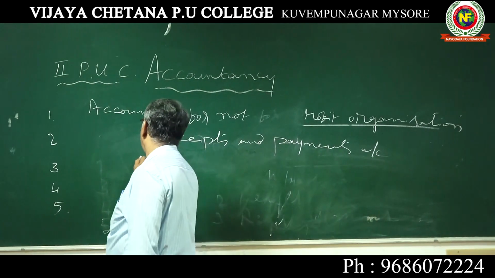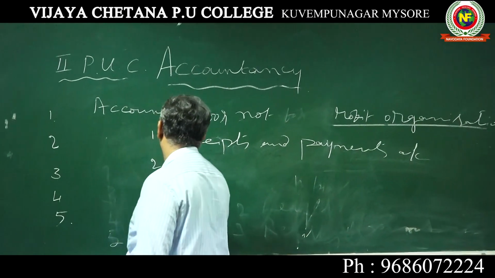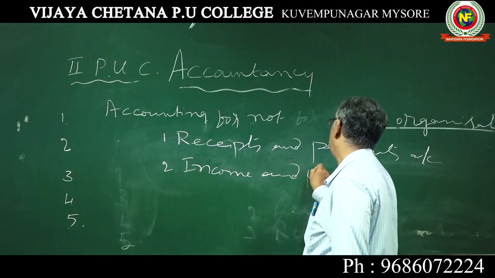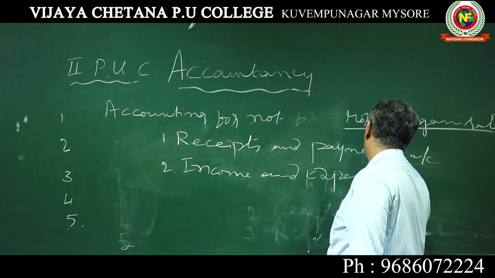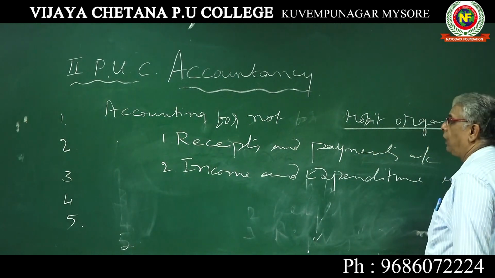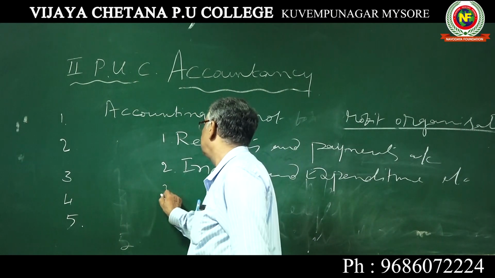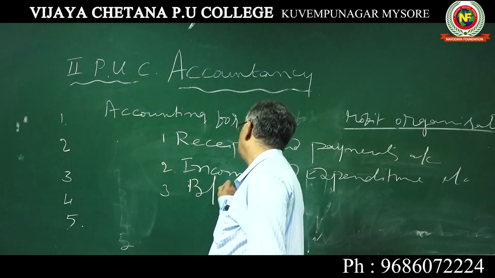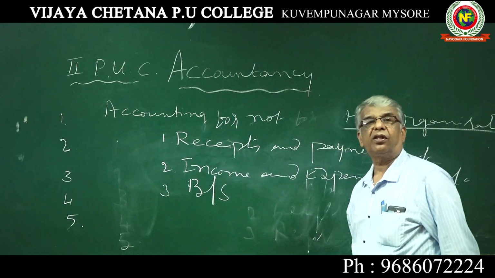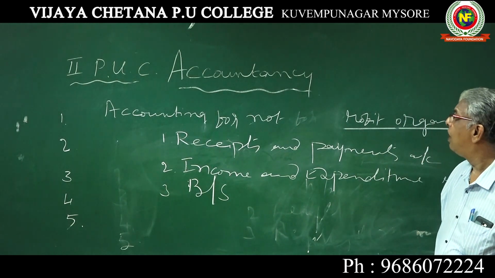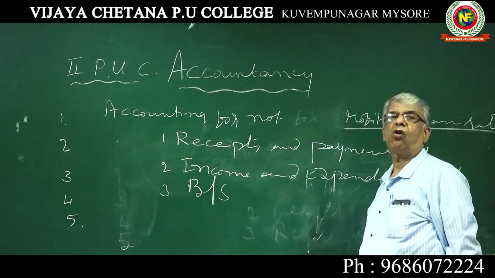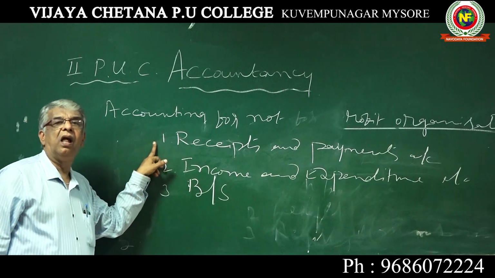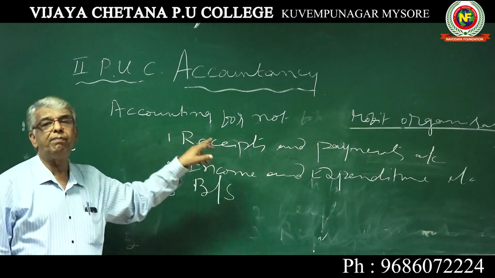Firstly, the receipts and payments account. Secondly, the income and expenditure account. And thirdly, they are supposed to prepare the balance sheet. These are the three important accounts maintained by this not-for-profit organization. Now I would like to take up one by one in greater detail. First one is the receipts and payments account.